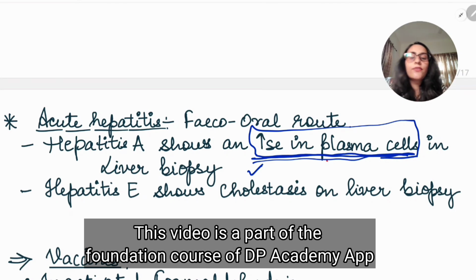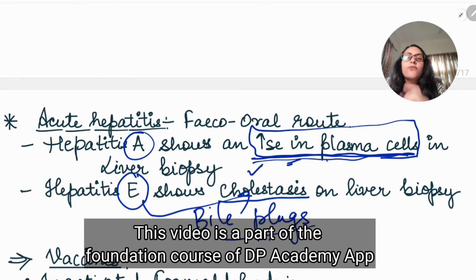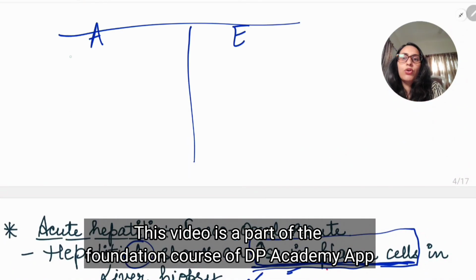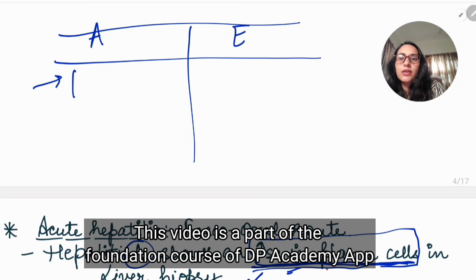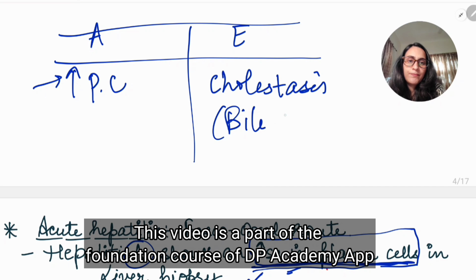Hepatitis E, see, A and E we are studying together because the features are similar for both. For A, it shows an increase in the plasma cells, and for E it shows stasis of the bile, or slowing down of the bile, that is cholestasis. So bile plugs are formed. So what do you see in the liver biopsy? For A, an increase in the plasma cells. If you make a table for hepatitis A and hepatitis E, all the features are similar. But the liver biopsy in hepatitis A shows an increase in the plasma cells, and for E, it shows cholestasis, which is the bile plugs. You see the bile plugs, stasis of the bile.